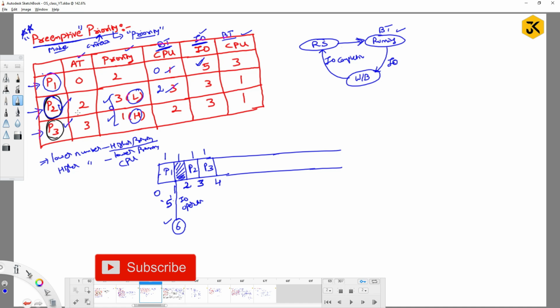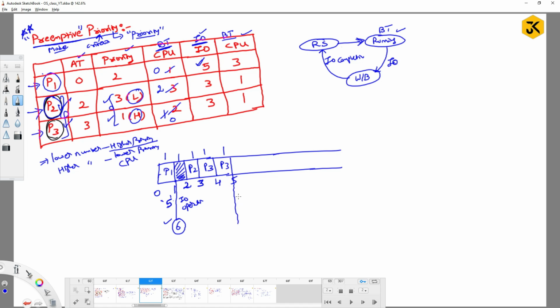By the completion of 4 units, what are the process available? Again P2, P3 only. Which is having the highest priority? So it is done with 1 unit. Again P3 only. P3, 1 unit done by 5, which means now it is left with 0. By the completion of 5 units, what are the process available?